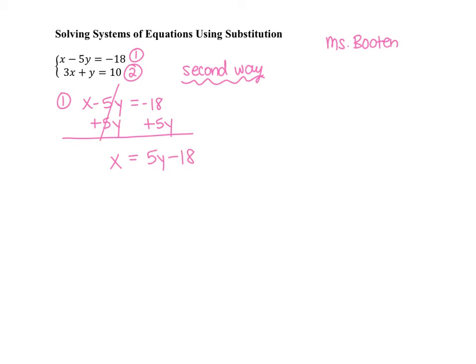Okay, now that equation is solved for x, so now we know x is equal to 5y minus 18, so we can take the expression 5y minus 18 and substitute that in for x anywhere we see x. So we're going to substitute it in for x into the other equation. Remember, we don't want to substitute it into itself. Otherwise, we know that an equation and itself share all the same solutions. So that would be an infinite solution situation.